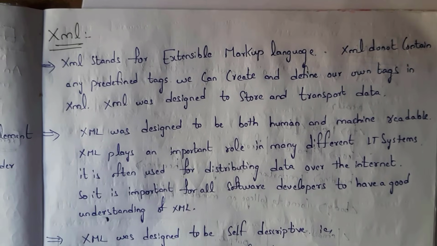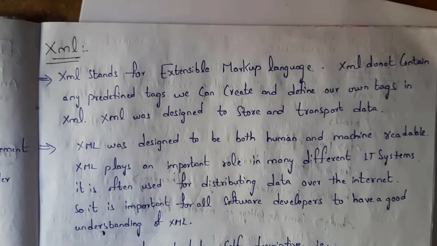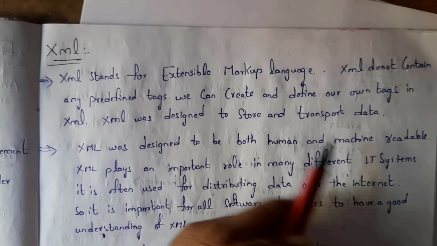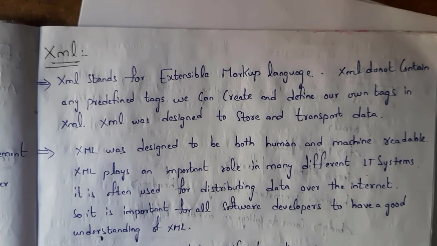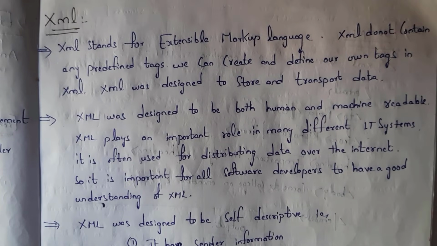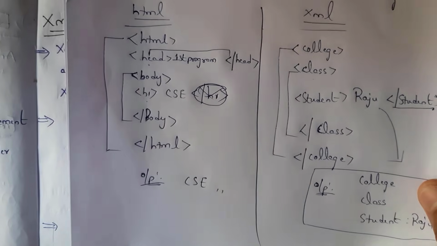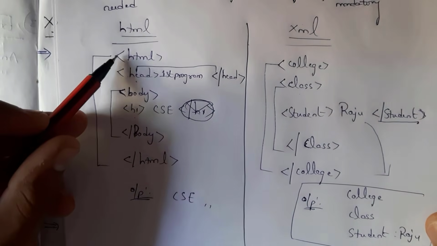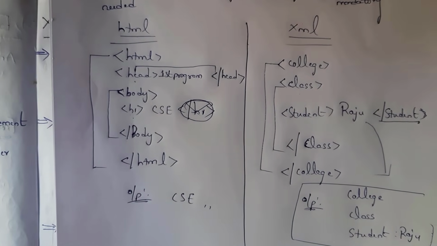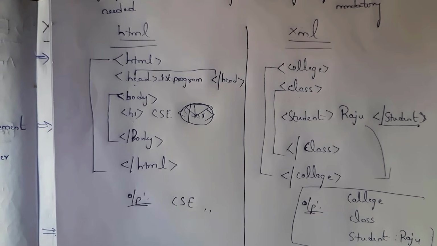We'll start with the introduction to XML. The full form of XML is Extensible Markup Language, where the E is silent. The main use of XML is to store and transport data. In order to store and transport data, we use XML. For example, if you consider HTML, there are predefined tags in HTML. In this example, head, body, H1, all these are predefined tags. But in XML, we can create our own tags. That means we can give any name to our tag.